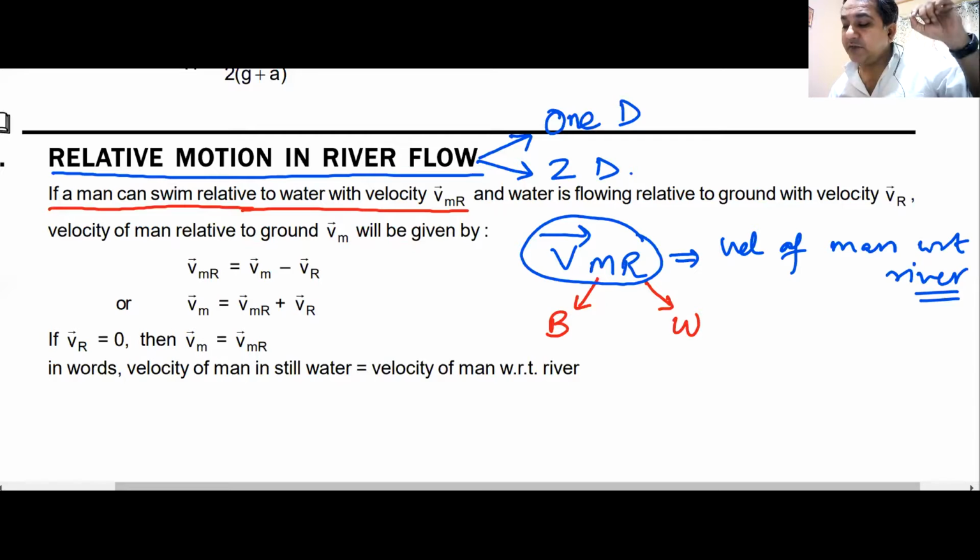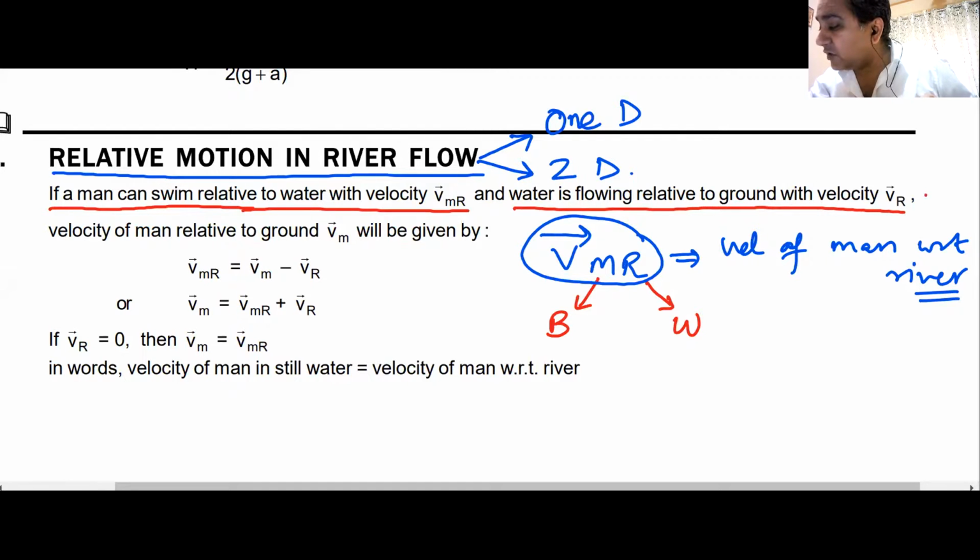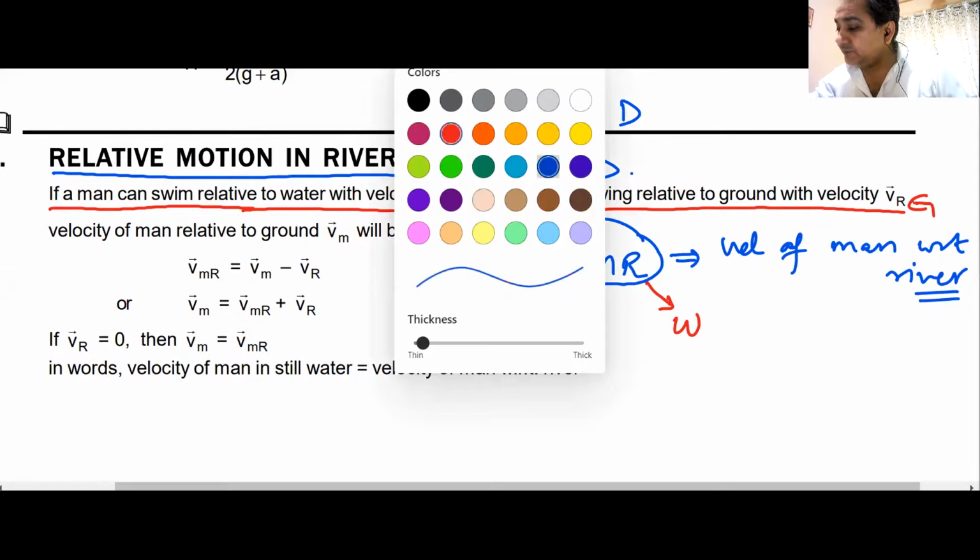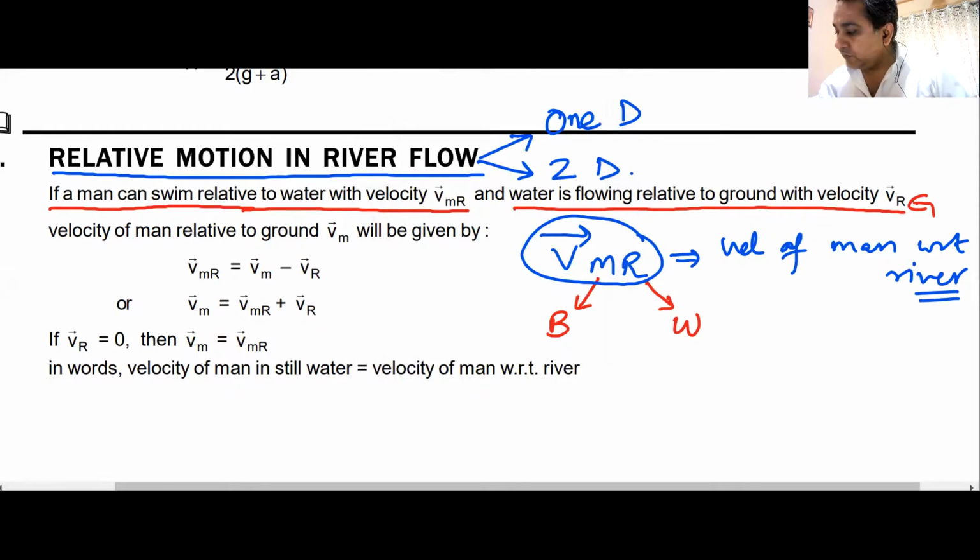If a man can swim relative to water, that is VMR. The other thing that will be given is that water is flowing relative to ground with a velocity VR, we call it VRG. So what is VRG? Velocity of river or water with respect to ground. Do we understand this term, velocity of river with respect to ground? Have you heard this term? Velocity of boat with respect to ground, car with respect to ground, boy with respect to ground, tree with respect to ground. So we already know this term.